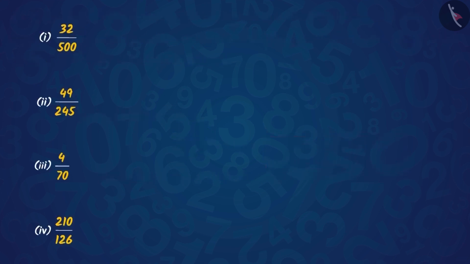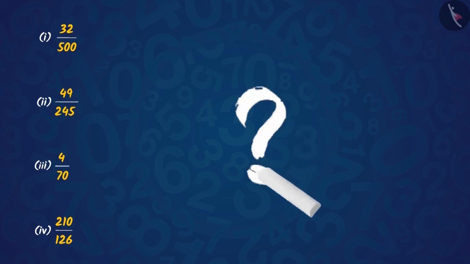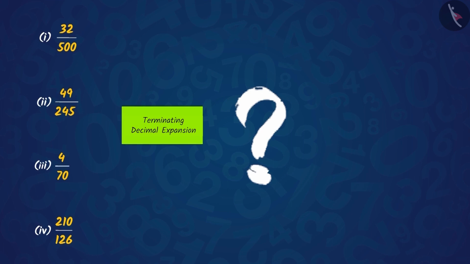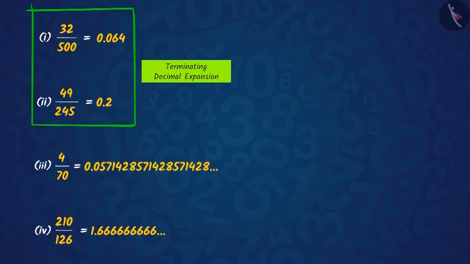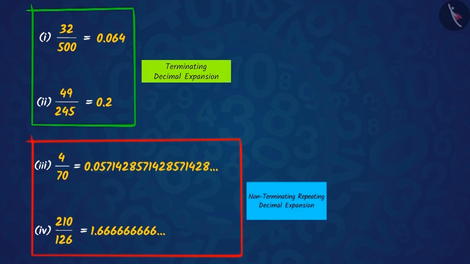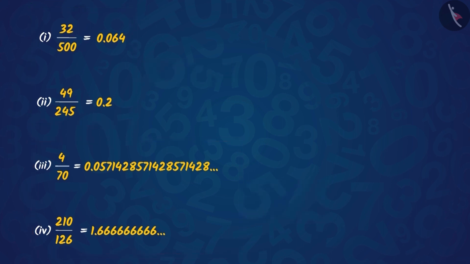Now, if we look at these rational numbers, then can you guess whether their decimal expansion will be terminating or non-terminating? If we solve by division method, we understand that the decimal expansion of the first and second rational numbers is terminating, and the decimal expansion of the third and fourth rational numbers is non-terminating.